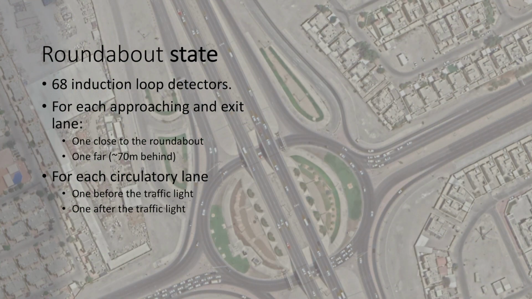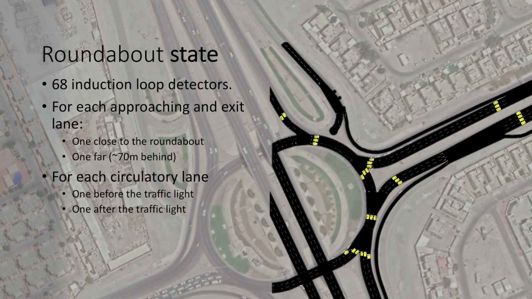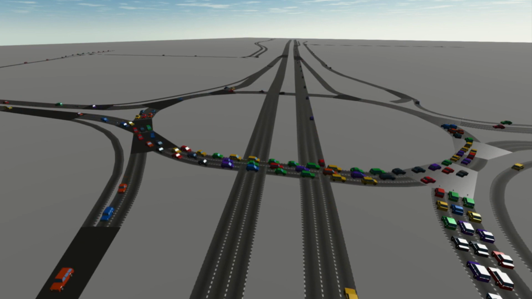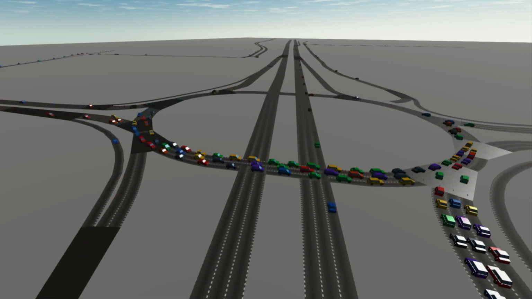The observed state is the vehicle counts from 68 loop detectors. Each entry arm has one line of detectors close to the roundabout, another line 70 meters behind. In the circulatory lanes, detectors are located before and after each traffic light. The reward we optimize is the number of vehicles exiting from the roundabout at each time step.